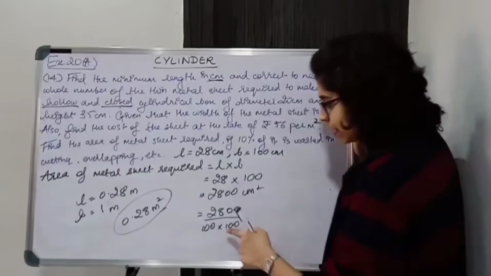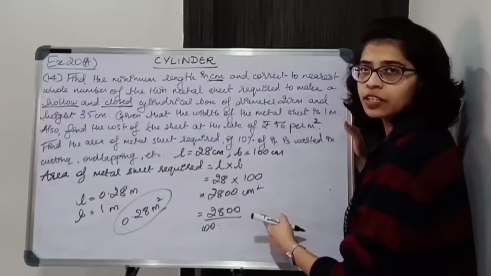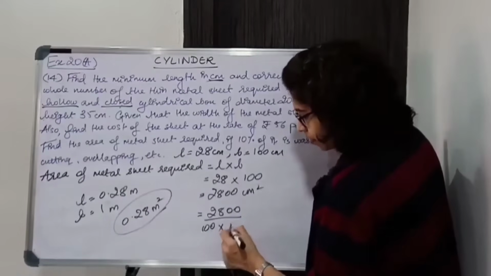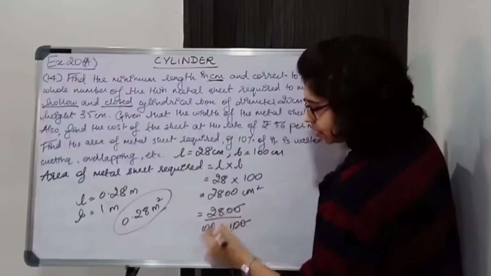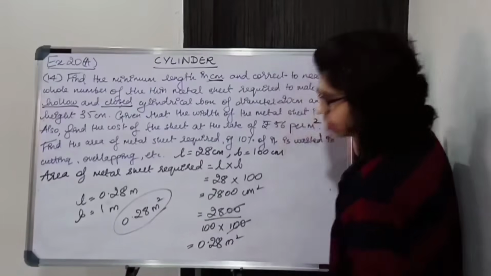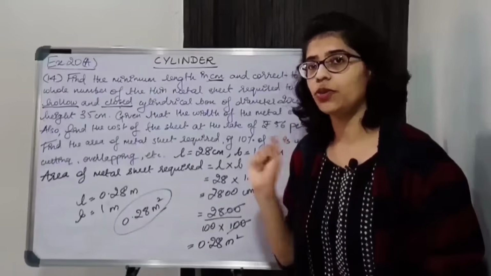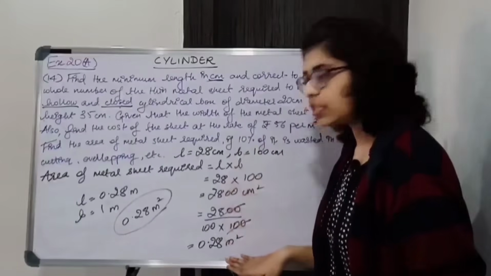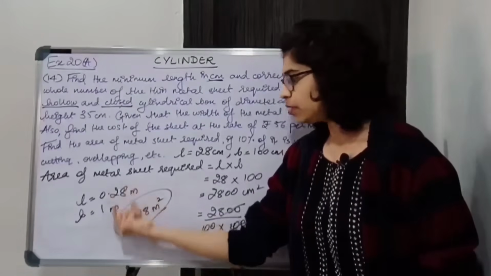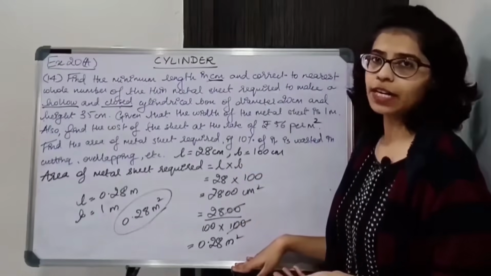If I would have divided by 100 only once, what would I get? I would have got 28 meters square. So that is wrong, because I should get 0.28 meters square. So this will get cancelled, and if I divide this by 100, it will become 0.28 meter square. So area of metal sheet required is 0.28 meter square. You can follow this method or you can divide it, okay, earlier only, find both in meters and then find the area, or then divide by 10,000.